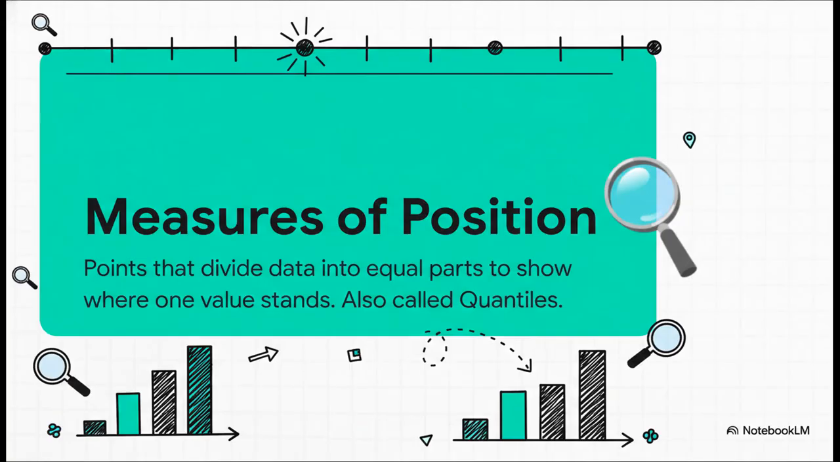So what exactly are these things? Well, measures of position, and you might hear them called by their fancier names, quantiles or fractiles, are really just specific points that chop a whole data set into equal-sized pieces. This is what lets us finally see the true rank or standing of one value compared to all the others.